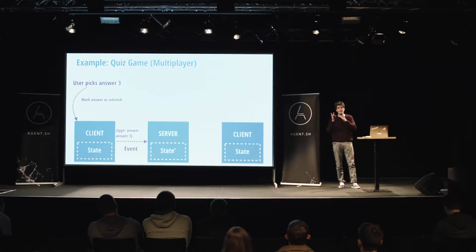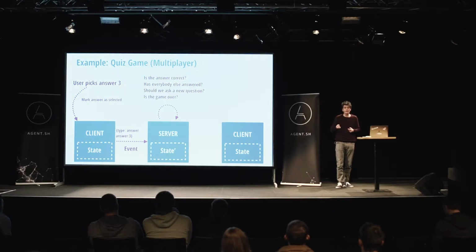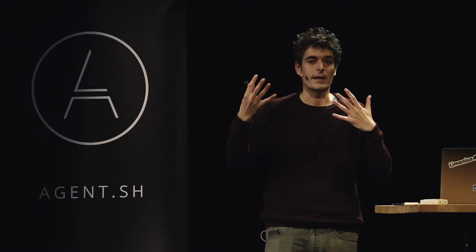There's one winner, one loser, someone wins, someone loses, this kind of stuff. So the client sends an event describing what has happened: I just picked this answer. And the server has to do quite a lot of things, even in this simple example, to come up with a new version of the state. Is the answer correct? Are we waiting for someone, or is everyone done? Is there a timeout for the next question, do we show the next question, or do we show the scores, is the game over? So it will produce a series of events.